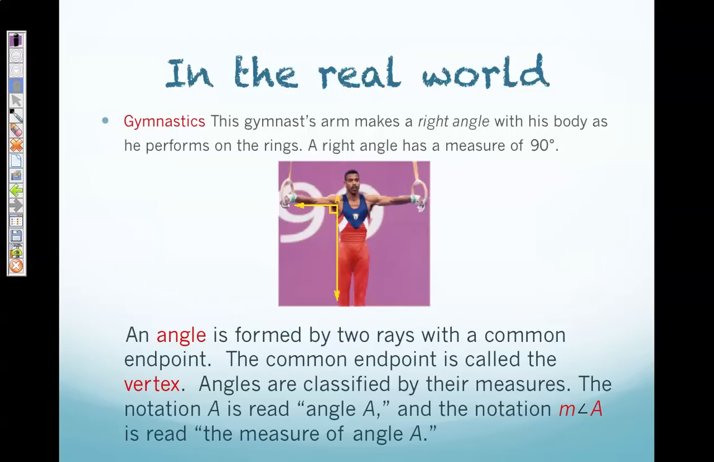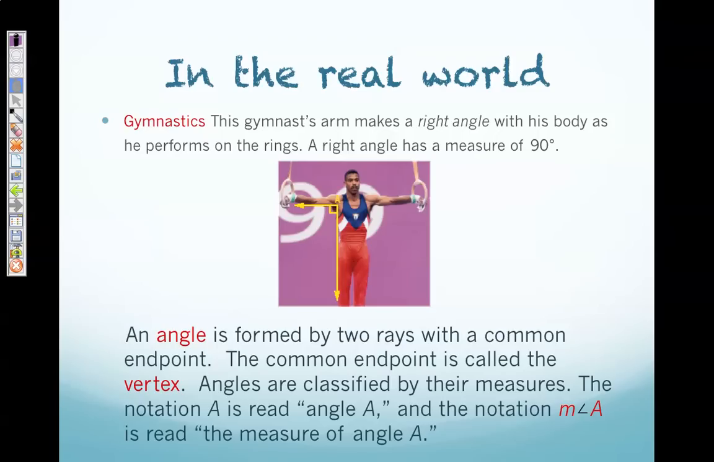Angles are also notated with letters, and you can see in the picture the notation A is read angle A. You will also notice the notation with a lowercase m and the symbol angle, as seen here in your notes down below. This would be read the measure of angle A. Now in our example we see a gymnast, and this is a 90-degree angle, and it's indicated by the little box that's here in the corner. And we know that it's labeled A because we see the A right here at the vertex.